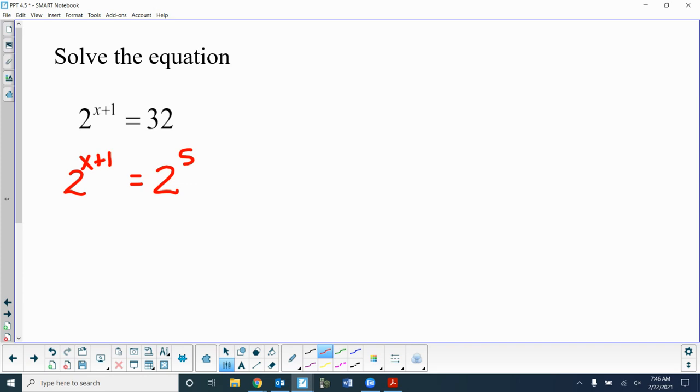If these are the same, like we just wrote, what's that mean about the 2 exponents? If those 2 things are equal, they got to be equal, right? Does that make sense? If these are the same number and these 2 sides are equal, that means the 2 exponents have to be equal. So all you have to do is go x plus 1 equals 5. Subtract 1, and the answer is 4. Okay? If you like doing it that way, that's great. But you don't have to.